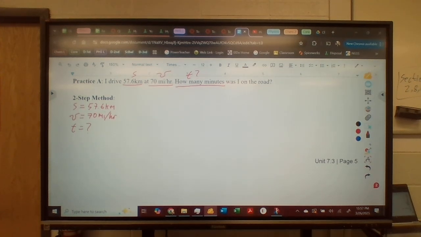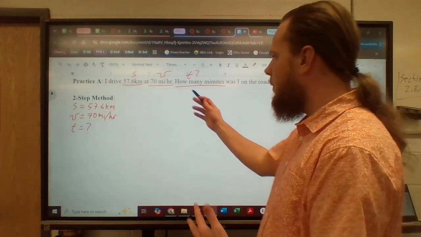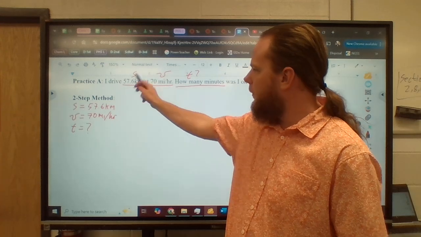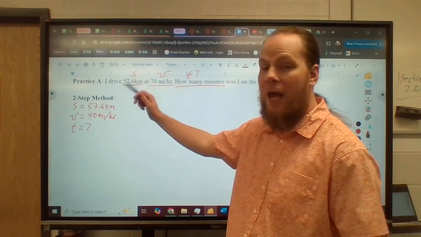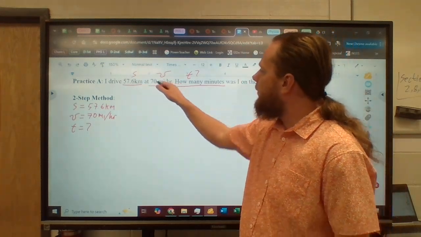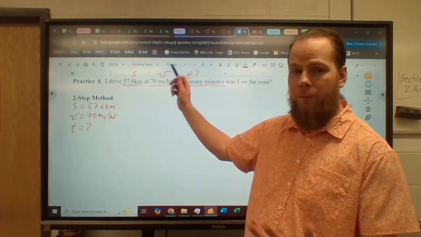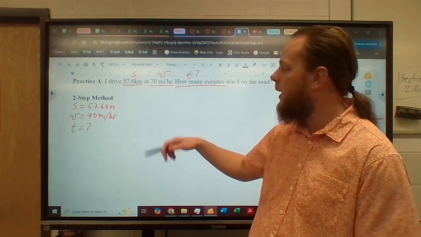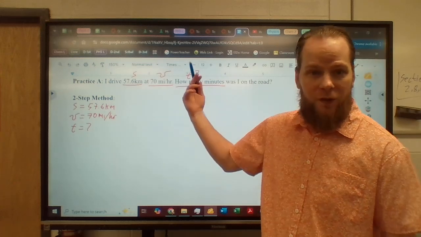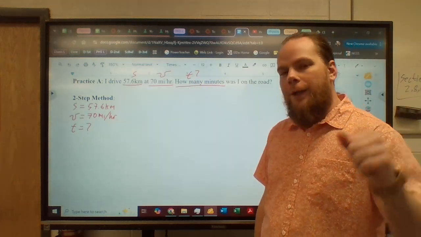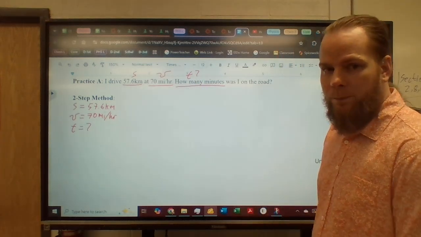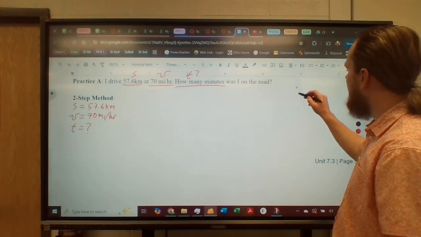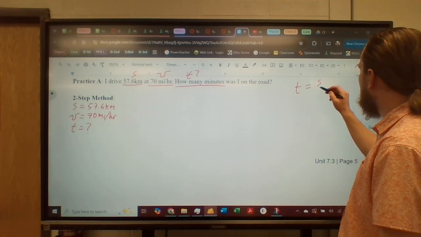All right, so the first part of this is the same. We go through, we identify the numbers. 57.6 kilometers has to be S because kilometers. 70 miles per hour has to be V because speed, because of miles per hour, distance over time. And how many minutes means what is the time. Okay. Now, what we're going to do different this time, and we're still using the same T equals S over V.